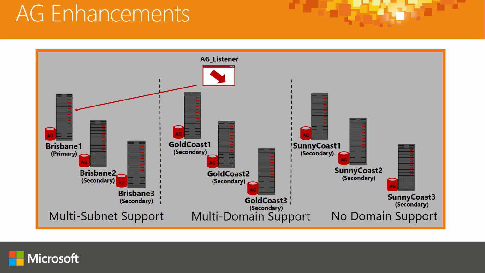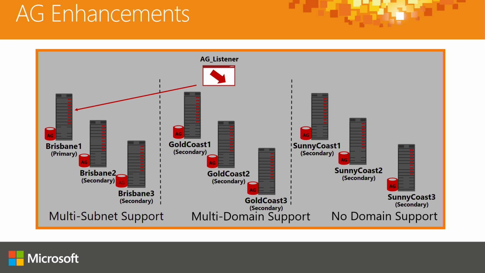So because we've now got multi-domain support, we can provide the same HA and DR capability to that new environment that you've just purchased. Okay? We can pull it in and we can add them to your cluster. We can add them to your availability group, and they're getting that same support.